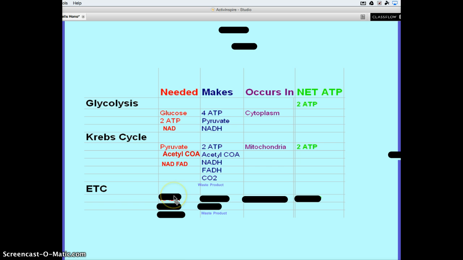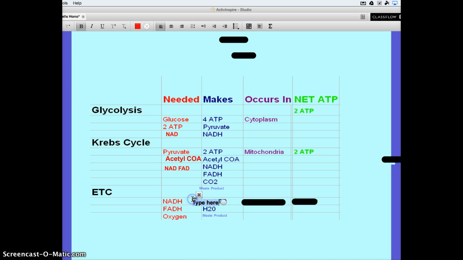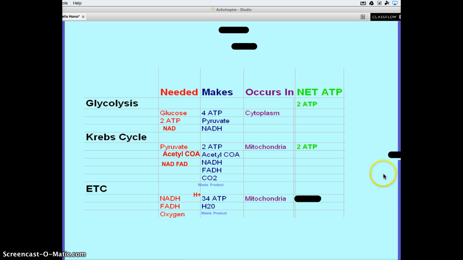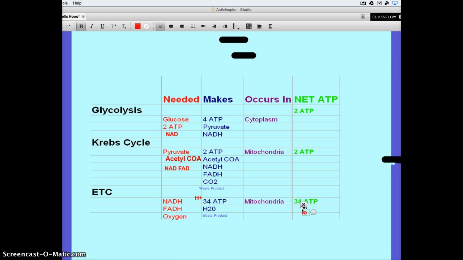All right? ETC. What do we need? They already came. NADH, FADH, oxygen, makes water, 34 ATP to 36, and then we're going to put here all because of what? Hydrogen ions, okay? Going through the matrix. All right, and where does this happen? Mitochondria, and the total net? 34 to 36. We'll add that now. And same here. They already came.